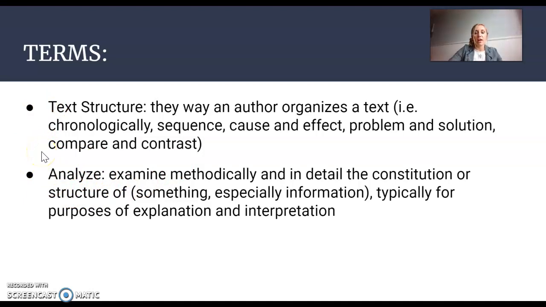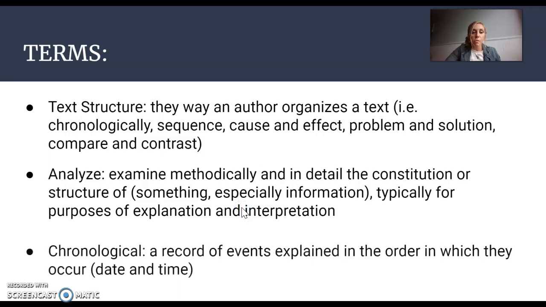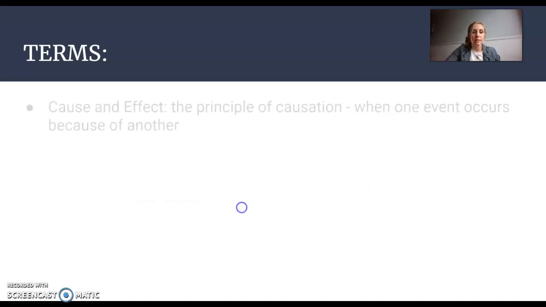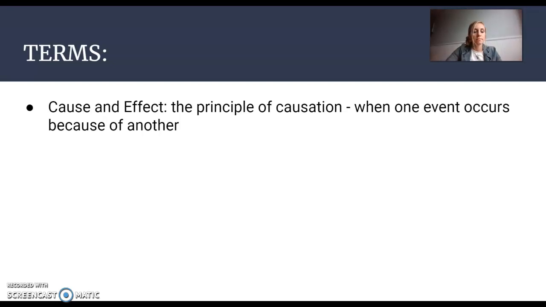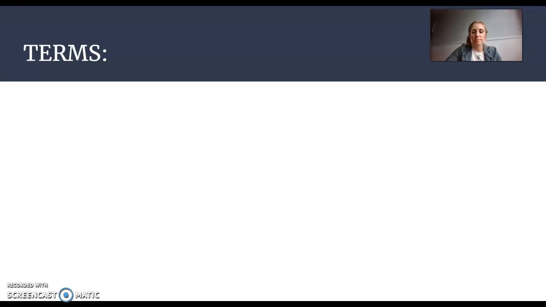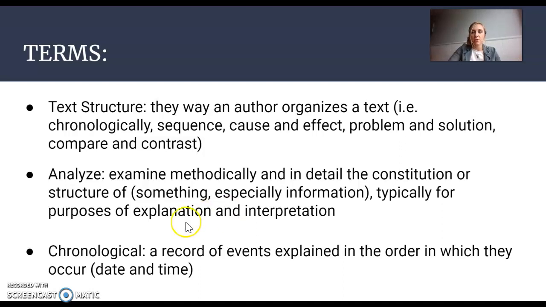That's examine methodically and in detail the constitution or structure, typically for the purpose of explanation or interpretation. So if we can better examine or analyze the text, then we should be able to better explain or interpret the text. And be able to pick apart pieces and tell you specific things about specific parts. Okay. Here are our four, let's see, I'm going to go back to this one. Okay, we might get chronologically twice, but let's go there first.